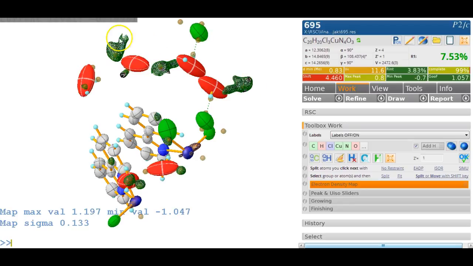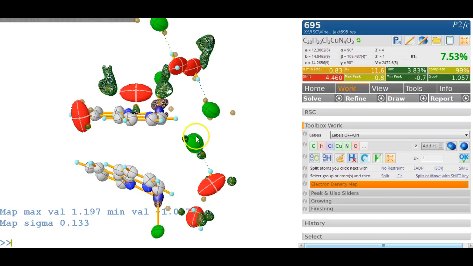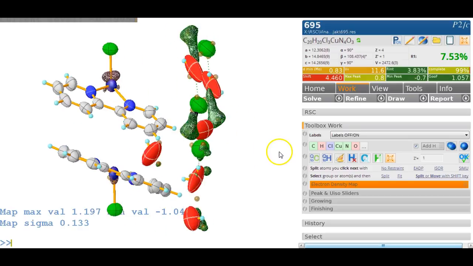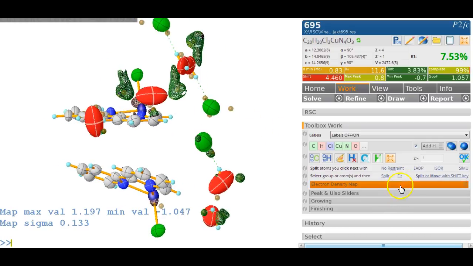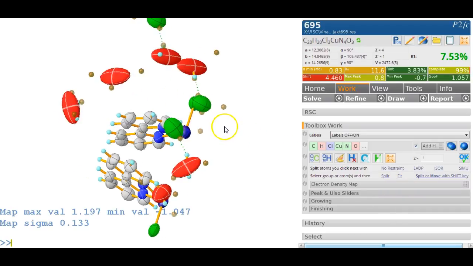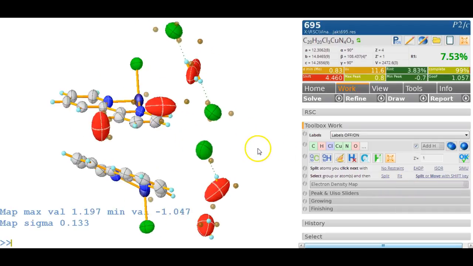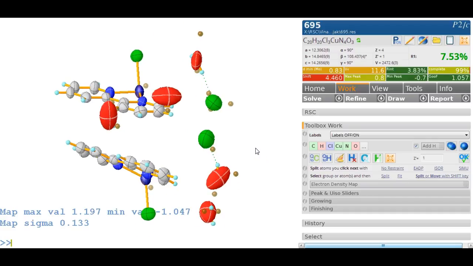There's almost like a channel of electron density down here where there is water disordered, and these chlorines at half occupancy actually look fairly reasonable. So my inclination would be to say this is probably not so far from the truth. So we go FUSE to go back to just the asymmetric unit, and let's try this button again.